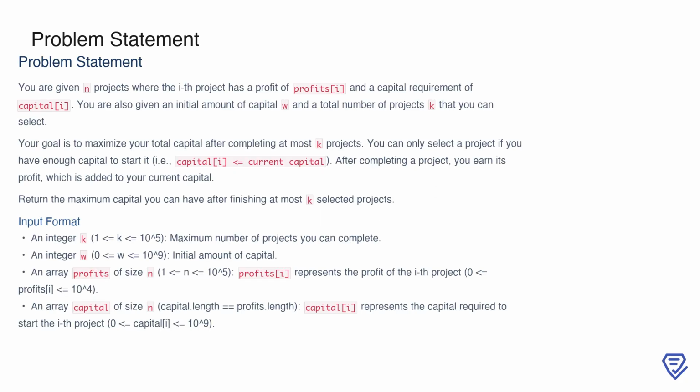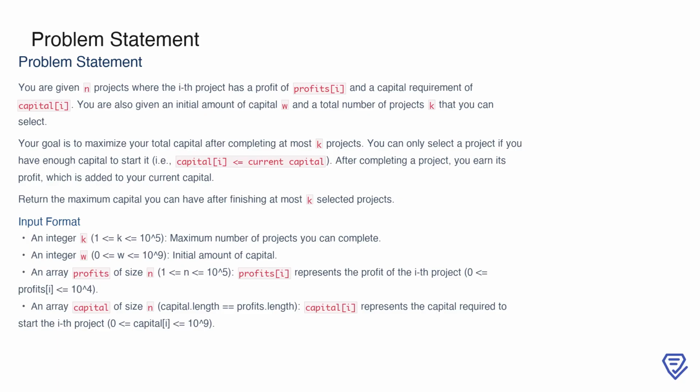In this problem, you are tasked with selecting projects to maximize your capital. Each project has two key attributes: its profit and its capital requirement. The profit of a project is how much you earn once the project is completed, while its capital requirement specifies the minimum amount of capital you need to start that project. Initially, you're given an amount of capital, W, and you're allowed to complete at most K projects. The goal is to select projects in a way that maximizes your total capital after completing at most K projects.